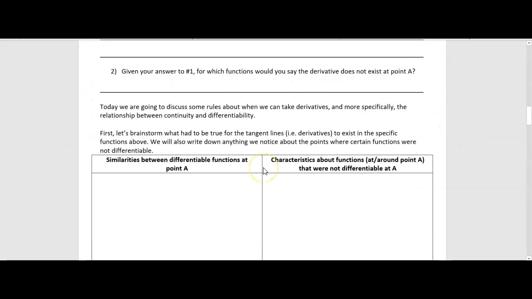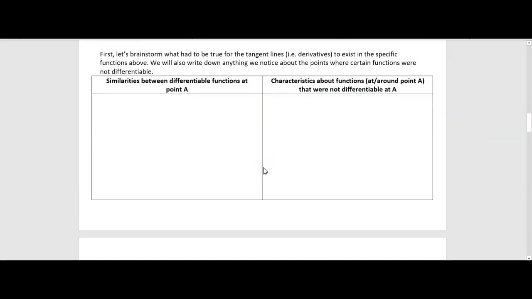Okay, let's talk about some of the differences that we saw between the graphs that we could draw tangent lines and have derivatives and the ones that we were unable to draw tangent lines, or the tangent line slope was undefined. So it says, let's brainstorm what had to be true for the tangent lines, i.e. the derivatives. And again, the derivative is the slope of the tangent line, so let's just keep that clear, to exist in the specific functions above. We will also write down anything we notice about the points where certain functions were not differentiable. So again, take a second to fill in some characteristics for each side of this chart, and then compare your answers to what I put down.